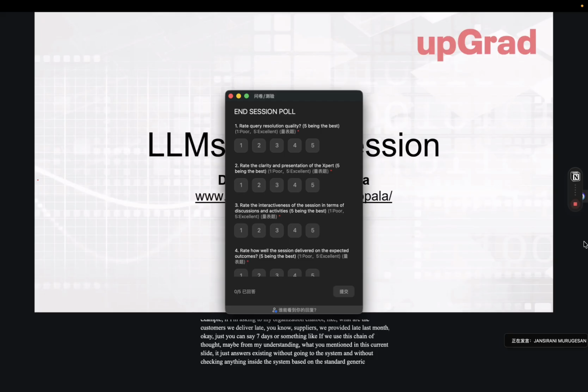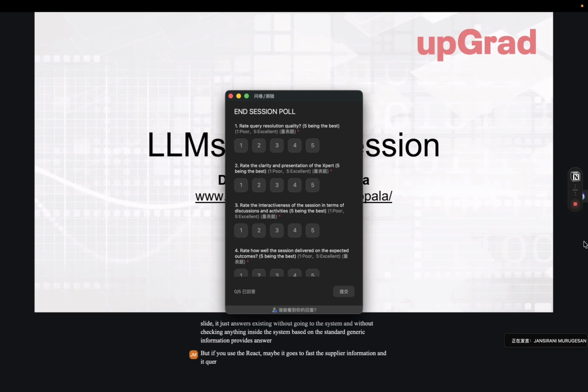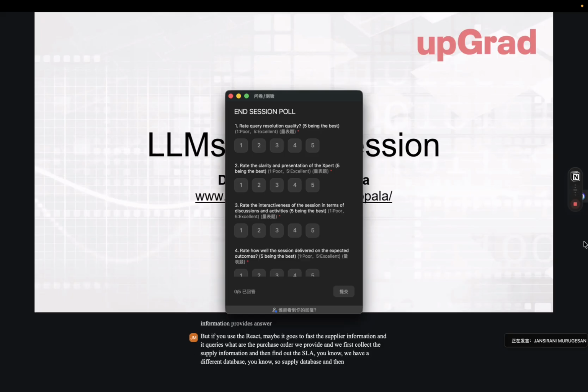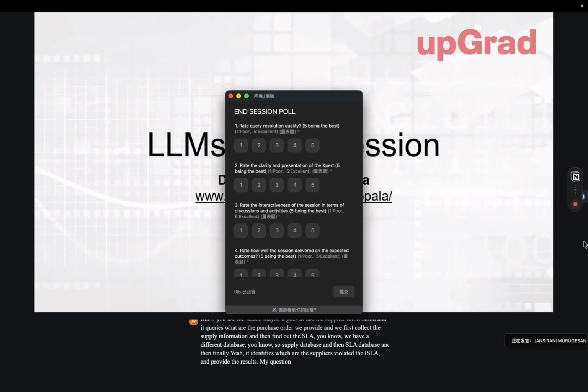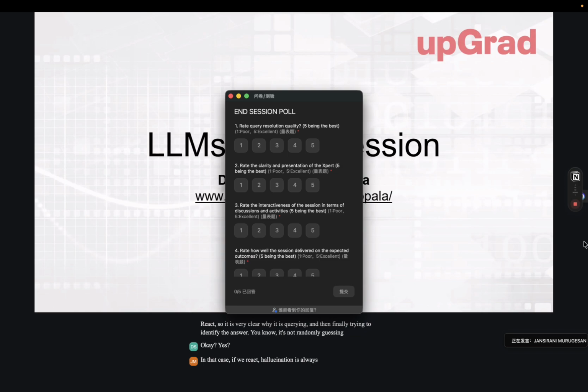But if I use ReAct, maybe it first goes to the supplier information, queries what purchase orders we provided, collects the supplier information, and then finds the SLA. We have different databases, the supplier database and then the SLA database, and finally it identifies which suppliers violated the SLA and provides the results. My question is very simple. Since we are using ReAct, it is very clear why it is querying and then finally trying to identify the answer. It's not randomly guessing. In that case, with ReAct, is hallucination always zero? Shall we trust the system if it is ReAct?